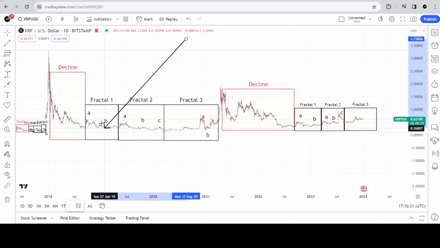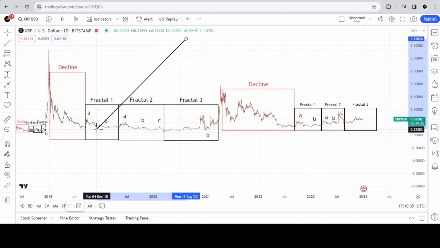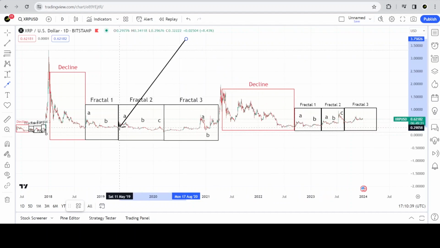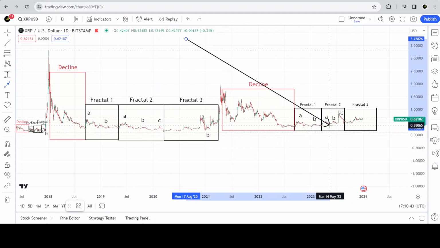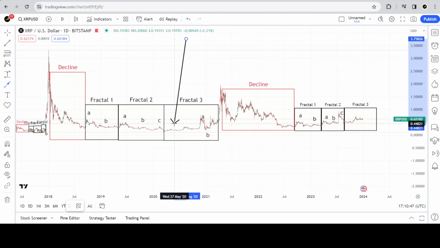I divide this into three fractals. The first fractal we've completed with the move up and move down in part A, part B where it goes flat. We see that over here. Fractal 2 has three waves to it, wave A, wave B, and wave C. We see that over here with wave A, wave B, and wave C. We are now in Fractal 3.